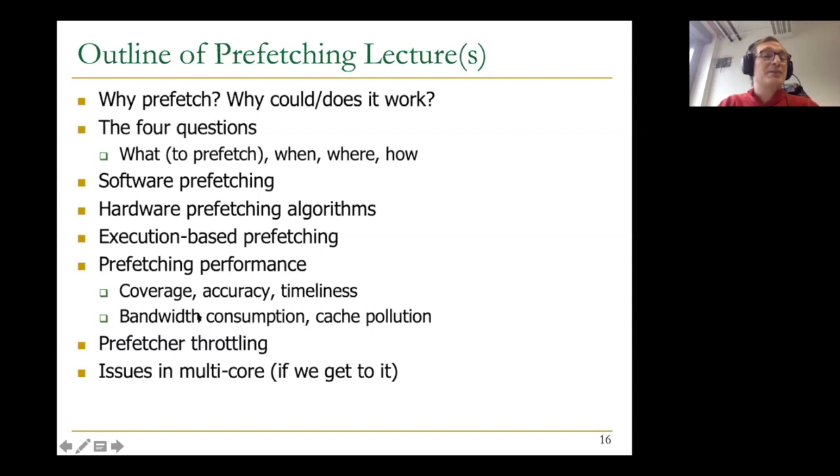And then we're going to talk about throttling prefetchers, which is orthogonal to all of these topics. I think we're going to talk about it earlier, actually, not somewhere in between. And then if we get to it, we're going to talk about issues in multi-core. So hopefully that sounds like a good plan. As I said, keep in mind, we're going to talk about a lot of techniques, but there's still room for improvement in these techniques.